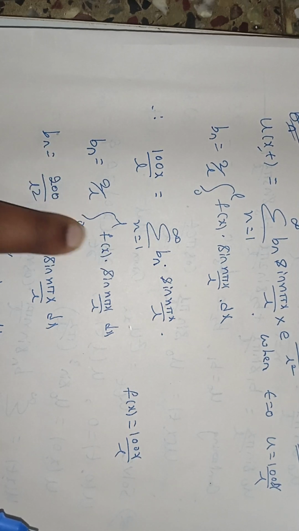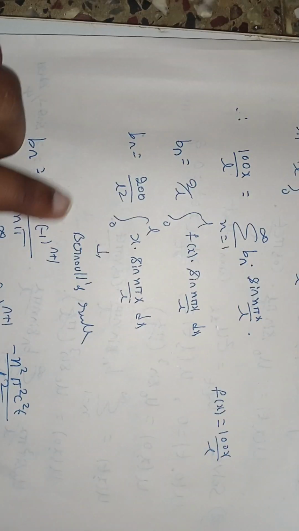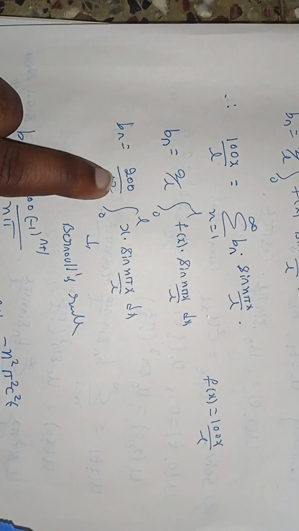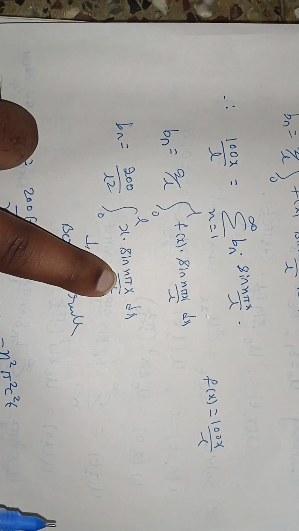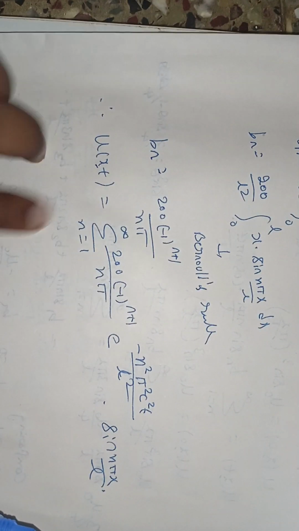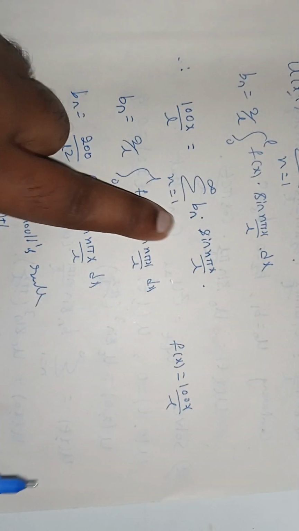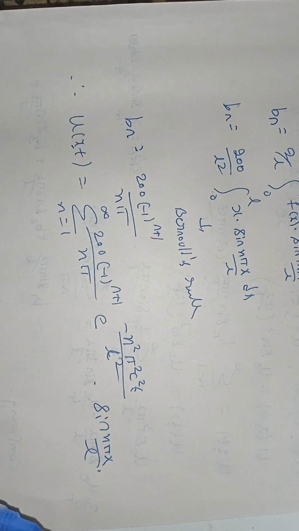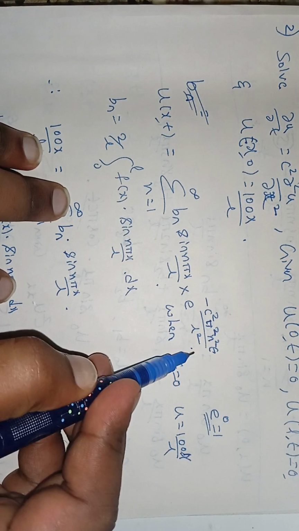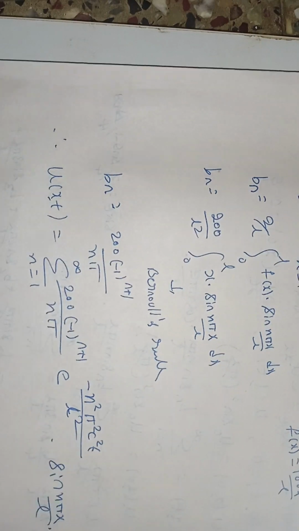You know bn = (2/l) ∫ from 0 to l of f(x) sin(nπx/l) dx. f(x) is 100x/l. So bn is 2/l², because f(x) is 100x/l, times x into sin(nπx/l), which we solve by Bernoulli's rule. We get bn as this term. We substitute bn in the equation. You end up with u(x, t) as this term. So for any problem given in heat equation, the first two conditions will be the same, and you end up with this result, and you should use the last condition here to get the final result.